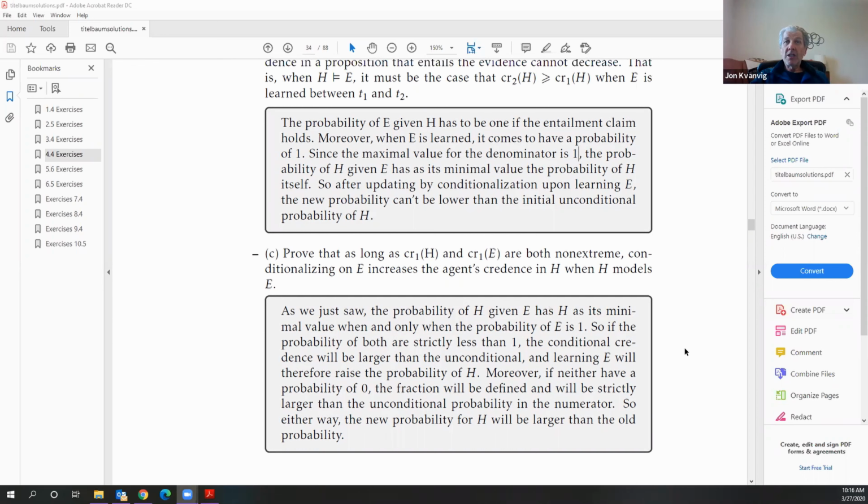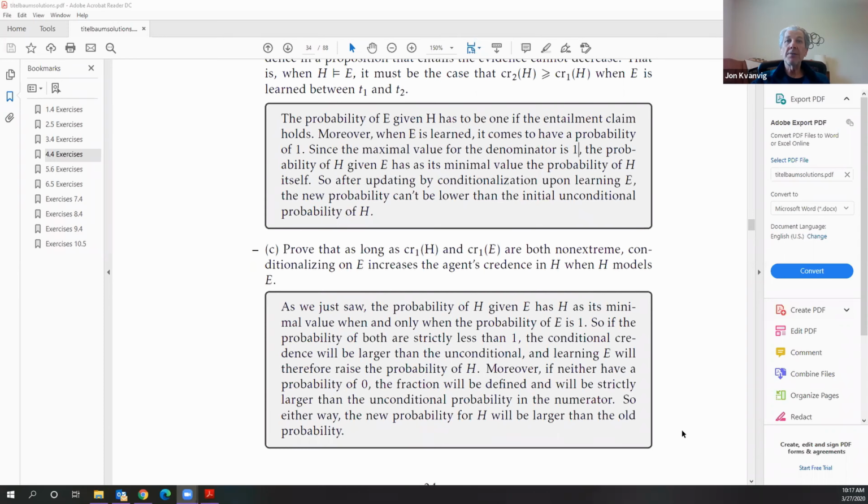So if we assume that the probability is strictly less than 1, the conditional credence will be larger than the unconditional credence of H, because you'll be multiplying the probability of H times a number larger than 1. Moreover, if neither has a probability of 0, the fraction will be defined and will be strictly larger than the unconditional probability in the numerator. So either way, the new probability has to be larger than the old given non-extreme probabilities for H and E.